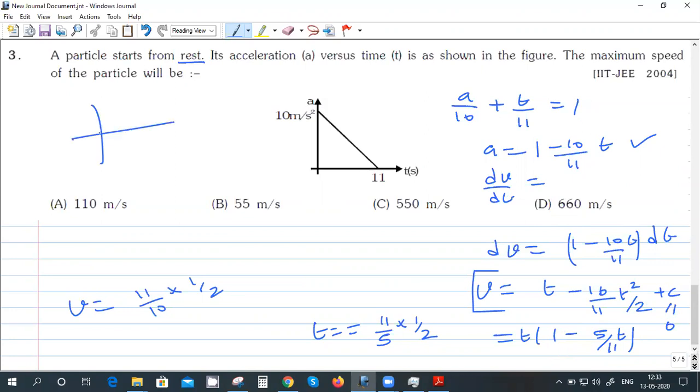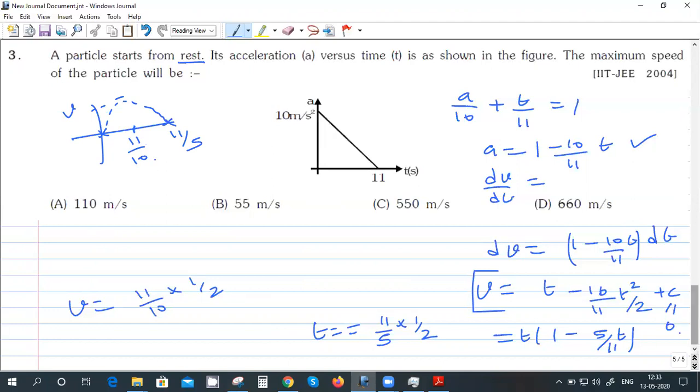This is a parabola with roots at t equal to 0 and t equal to 11 by 5, intersection at the x-axis. So at the middle, the time is 11 by 10. It will be maximum at the middle at this point. Parabola is like this. This is the velocity. So the velocity is maximum at this middle point. Value is 11 by 10.